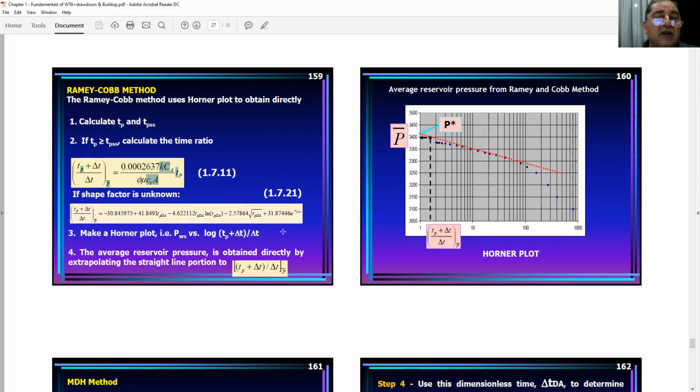Now, if you are not sure about your reservoir configuration, then you can go with this model, 1721, to calculate the time ratio that you need to use for average reservoir pressure. You need only TBDA, the dimensionless production time calculated at production time TP. Then you go to the Horner plot, go into the infinite-acting line, and you will be able to calculate average reservoir pressure. That is all. So now let us go to the same example and work together with the Ramey-Cobb method. Let me share the Excel sheet with you again.